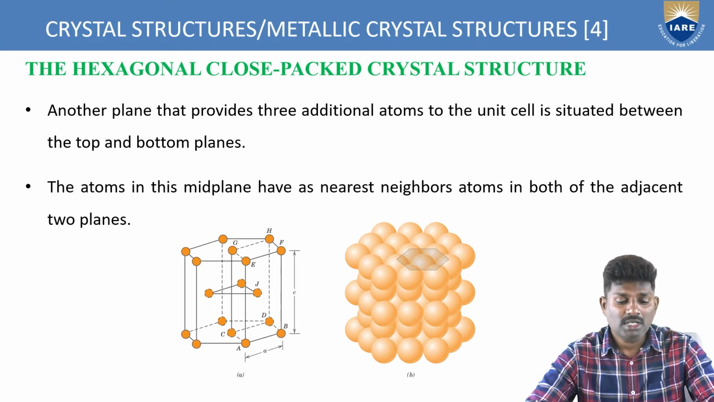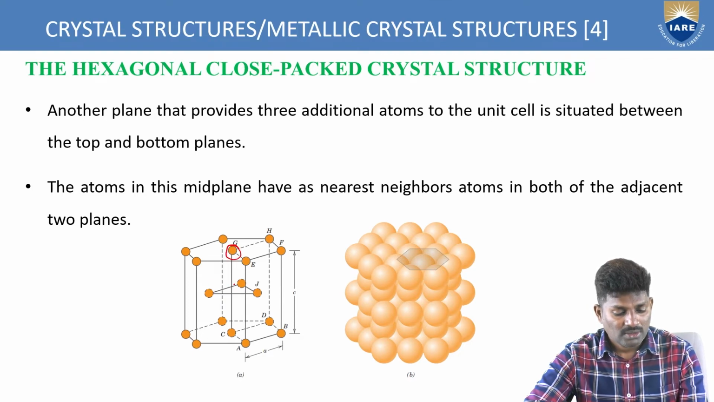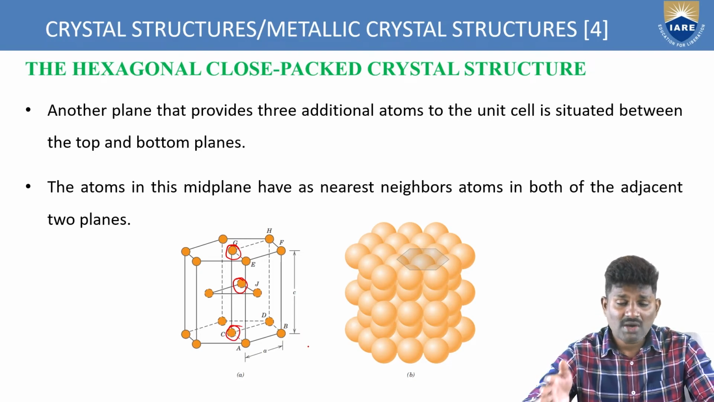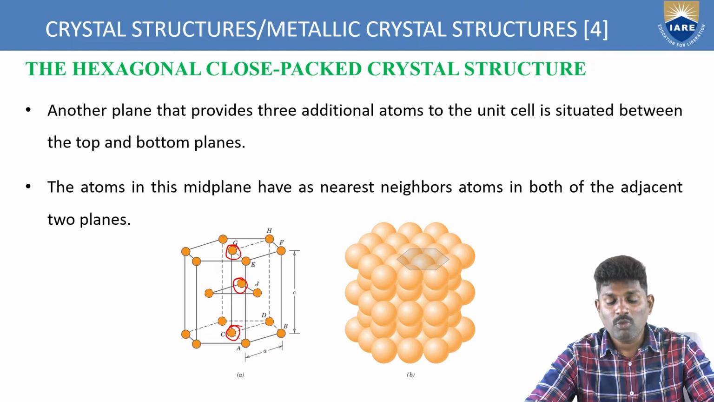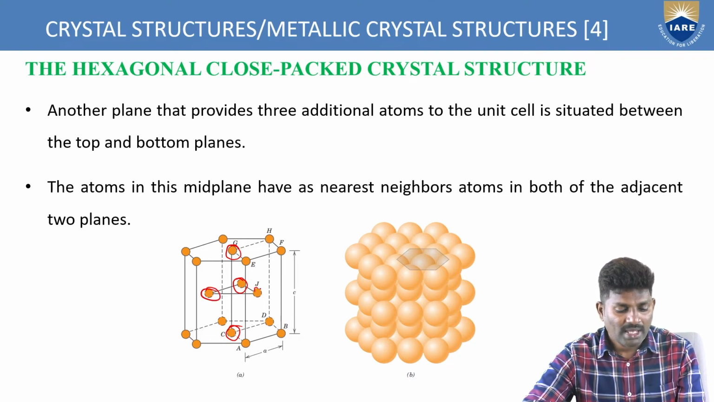Another plane that provides 3 additional atoms in the unit cell is situated at the top and bottom. Again, if you see at the center of the hexagon, you have 1, 2 and 3. So this is how the arrangement is situated in the hexagonal at the top and bottom planes, and the atoms in this mid plane have again nearest neighbor atoms in both of the adjacent 2 planes. So again, if you see here, you have 2 adjacent atoms in this plane.